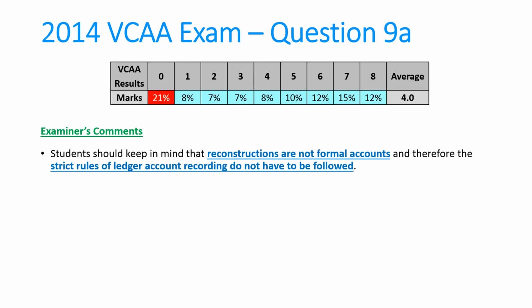Looking at the examiner's comments, students will keep in mind that reconstructing ledgers for a budget, they're not actually formal ledgers, so the strict rules of ledger accounts don't need to be followed. So what does that mean? It means dates we're not that particular with, and also your references. So for example, if you just wrote GST instead of GST clearing, that's actually not going to lose you a mark for a budgeted ledger. However, your amounts do need to be correct when you're doing a budgeted ledger.